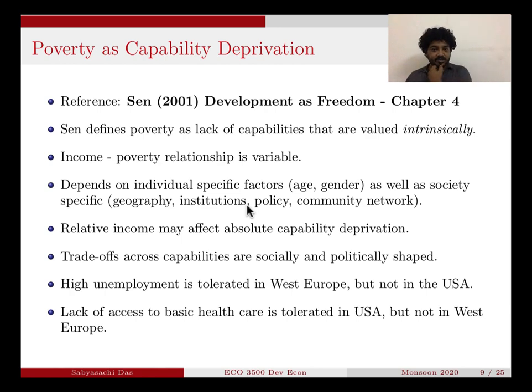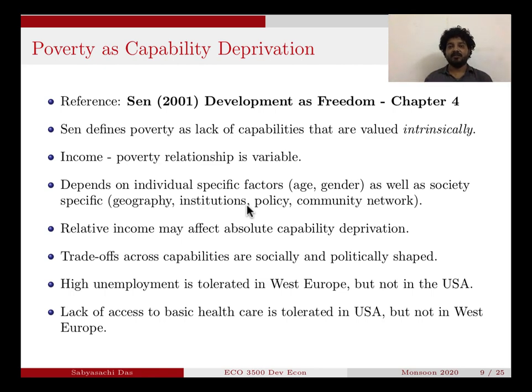This point is interesting. So Sen also points out that capabilities are sort of this list of things, and society may sometimes have to make trade-offs. Maybe society is not able to ensure that all members of the society are able to attain all the elements in that capability set.